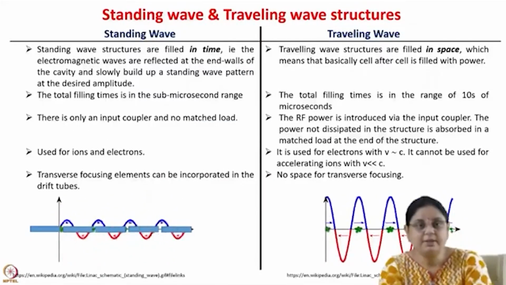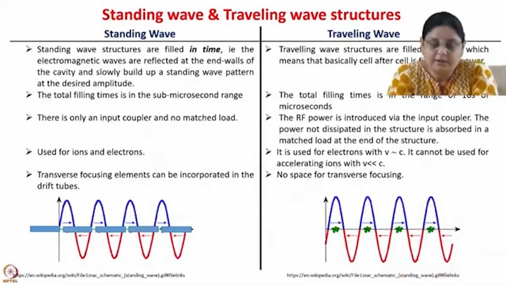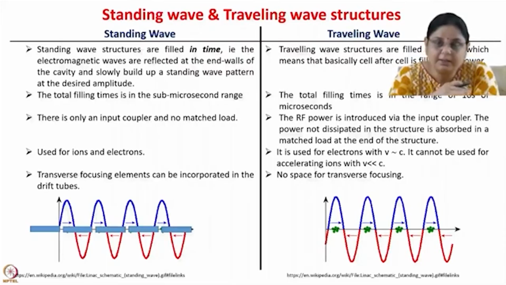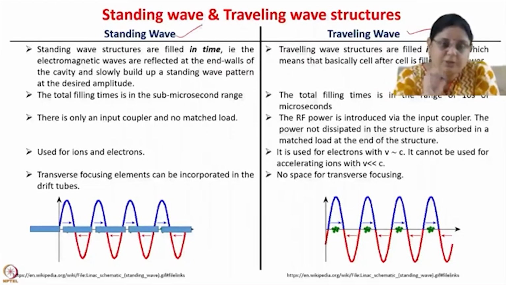So now let's see the differences between the standing wave and traveling wave. The basic difference, as we've already seen, is that the dispersion curve for the traveling wave structure is continuous, whereas in the standing wave only certain discrete points are allowed because it's now a cavity, so there is no propagation of the wave in the cavity. So only certain discrete frequencies are allowed.